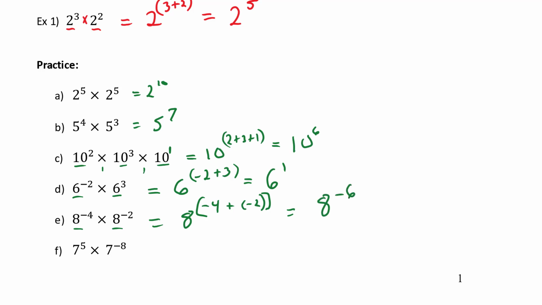And lastly here, we have 7 to the exponent 5 times 7 to the exponent minus 8. Combine them as a single exponent. We add them together. 5 plus minus 8. This gives me 7 to the minus 3.